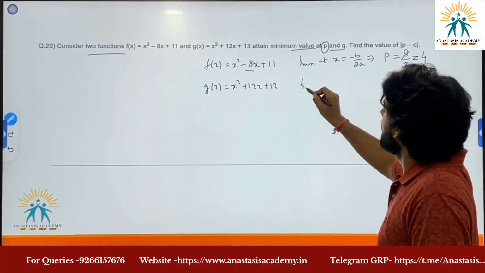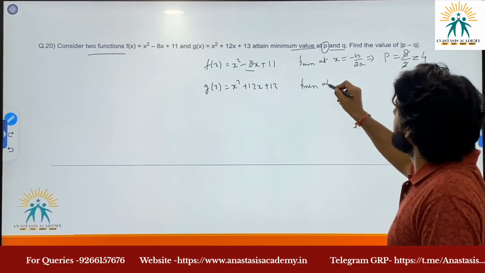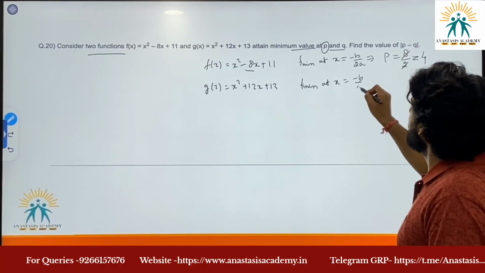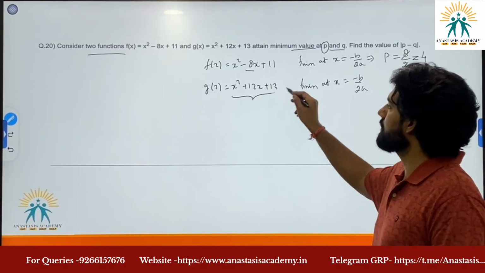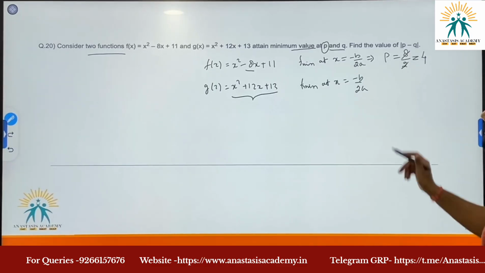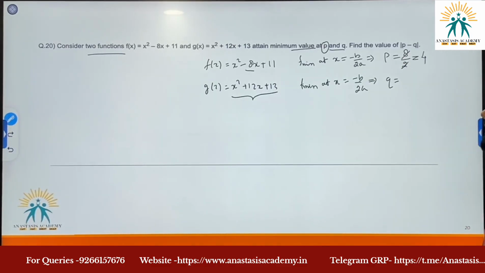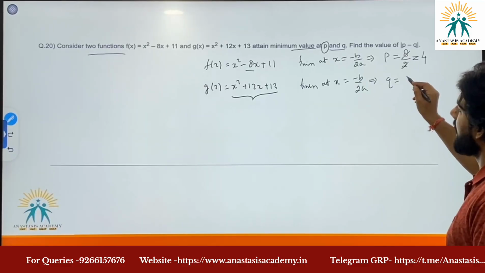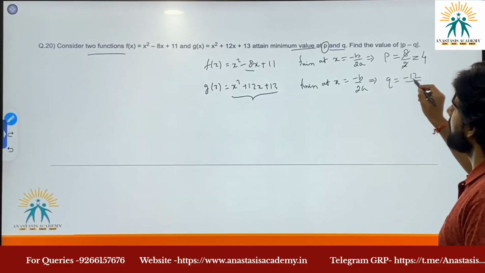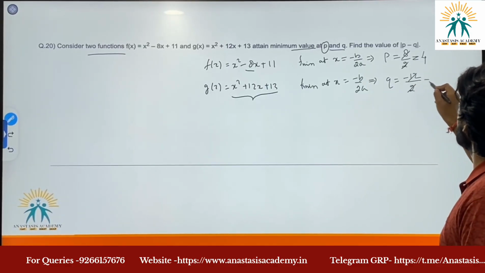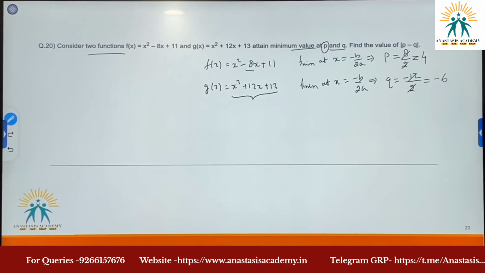And g also attains minimum at x = −b/2a, because again this is also a quadratic equation. So it attains minimum at x = q. It is given. So q must be equal to −b/2a, that is −12 upon 2, or q comes out to be −6.